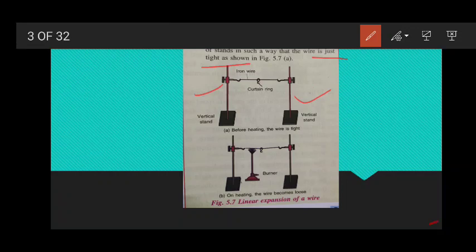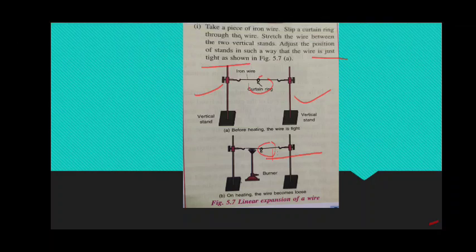Now heat the wire over a flame. What will you notice? You will notice that it has become loose. You can see here it has become loose. This is indicated by the dangling ring. You have placed the ring here, so this is indicated by the dangling ring, and this shows that on heating, the wire expands. Now remove the burner and allow the wire to cool.